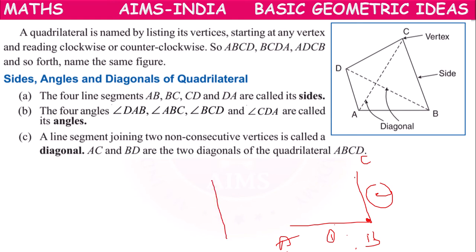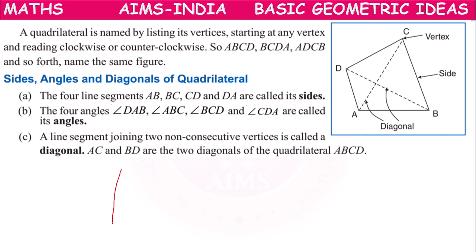Or if you take BC and CD, these two have C as a common endpoint. So BC and CD act as adjacent sides. Or you can take DA, AB, adjacent sides, like that. Like that, the two sides which have a common endpoint are considered as adjacent sides.